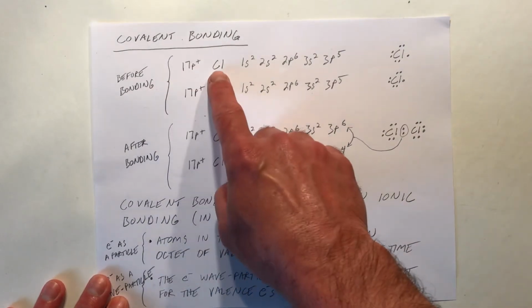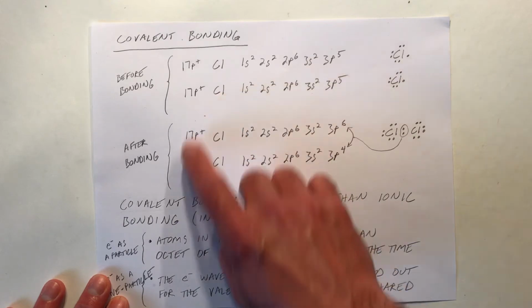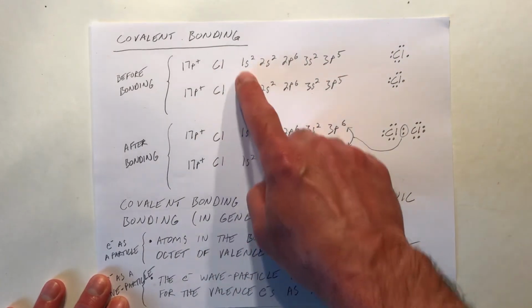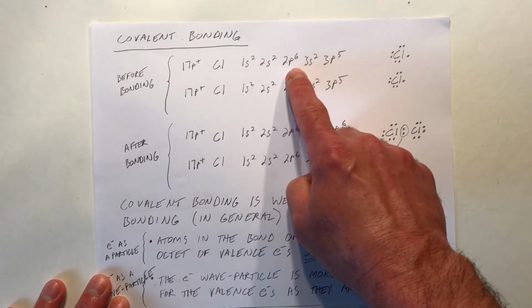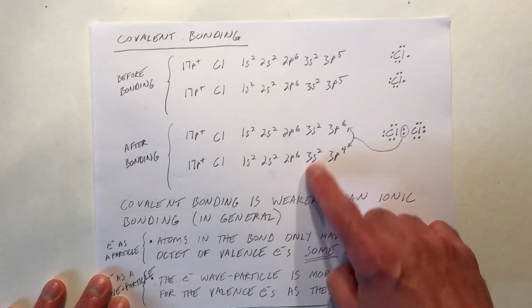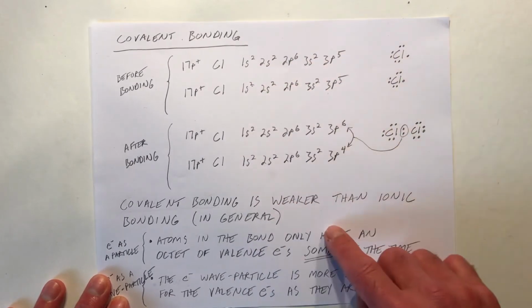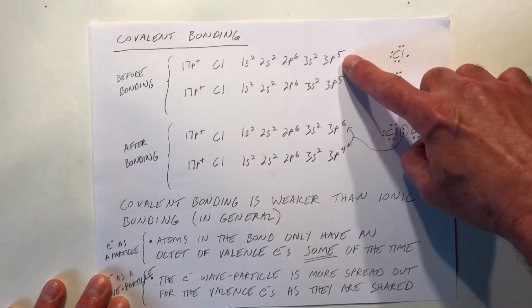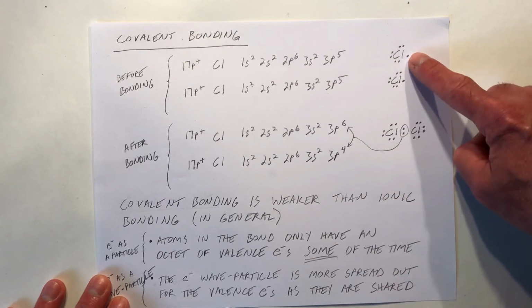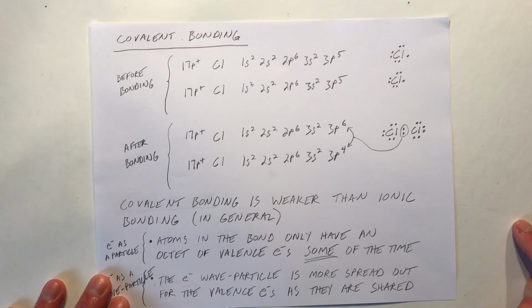Before bonding, we would have a chlorine and a chlorine, using that same example of Cl2, with 17 protons each, and 2, 4, 6 more is 10, 2 more is 12, and 5 more is 17. 17 electrons. Notice that each one of these is 1 electron short of having an octet. If we draw the electron dot structures for each atom, they would look like that.